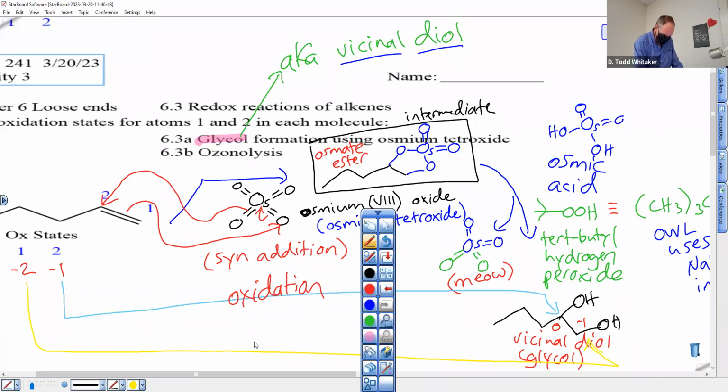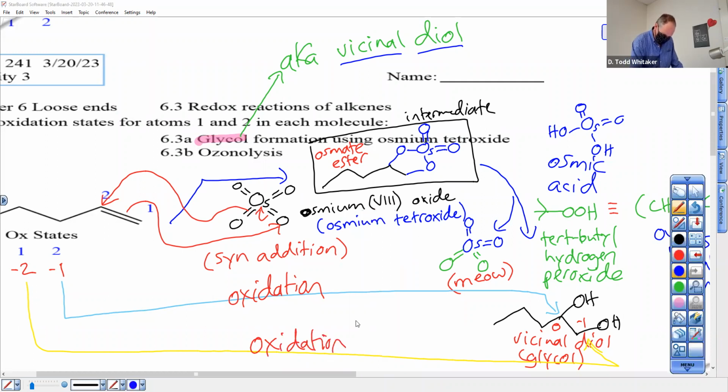Also, vicinal diol formation is an oxidation. Both carbons got oxidized.